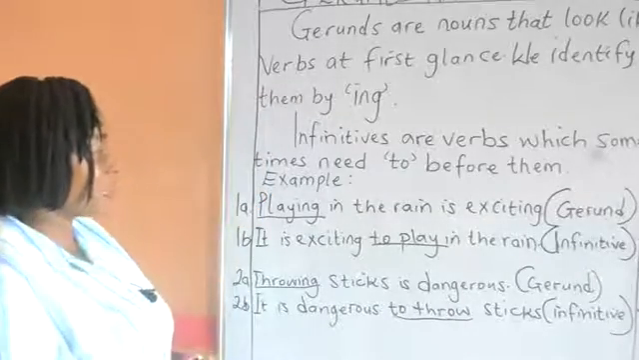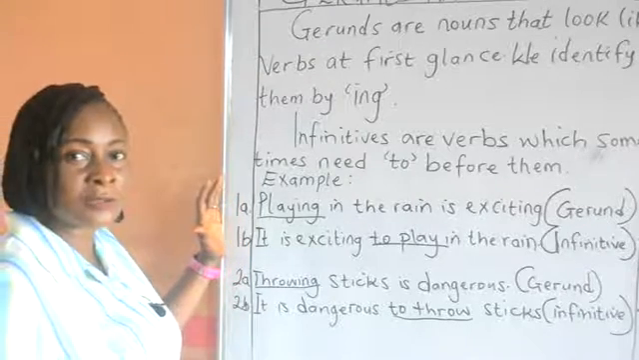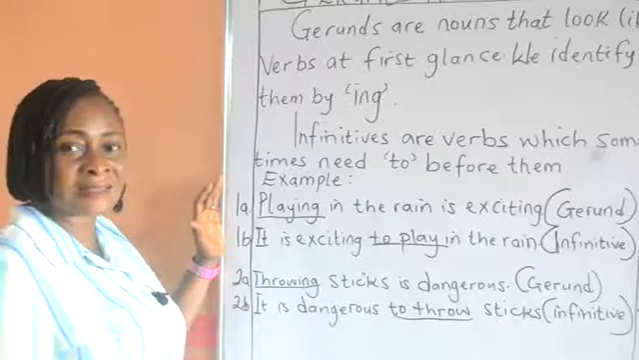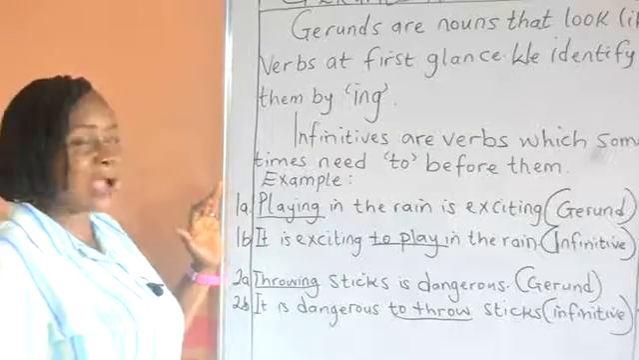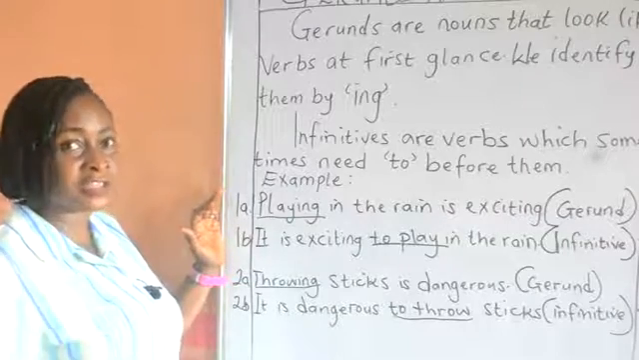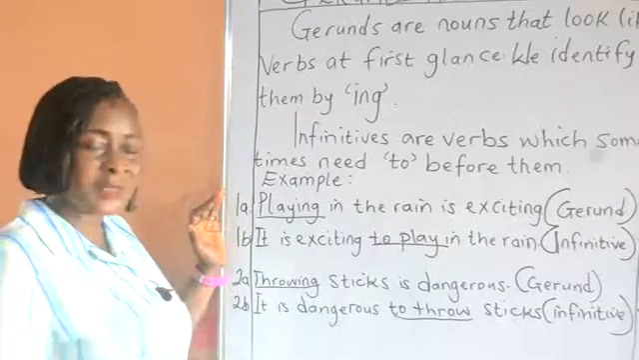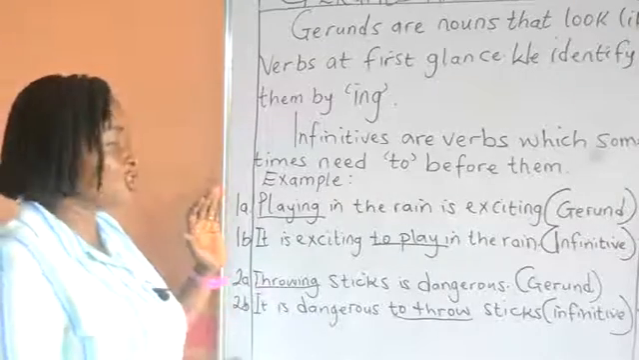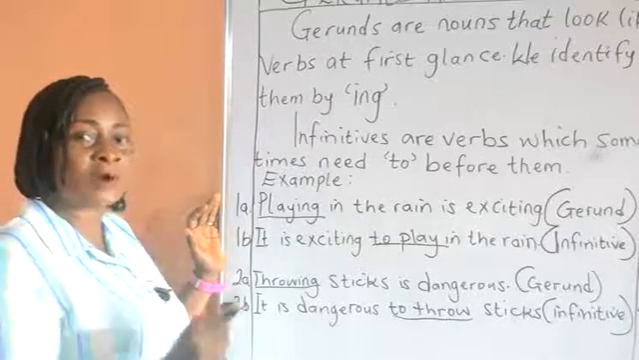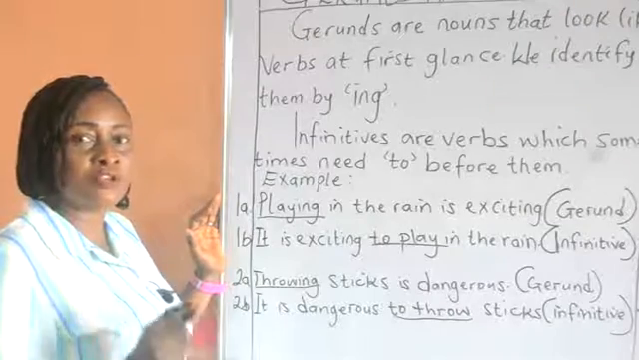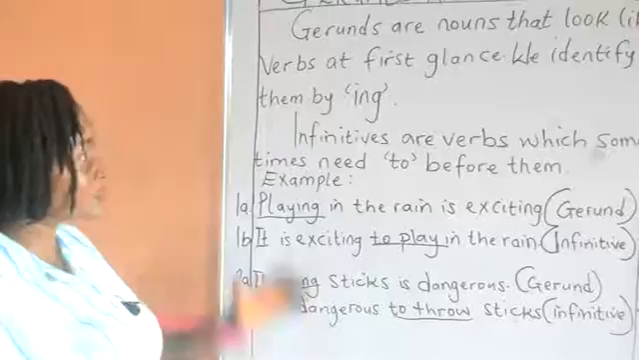So in sentences, always look out for the first word, whether it has ing. If it has ing, that means it's a gerund. If it doesn't have ing, it is not a gerund, because a gerund is identified with ing. And whenever you see the word to before a verb, you know it's what? An infinitive. So these are the examples so far.